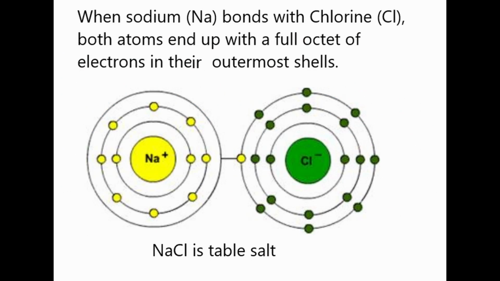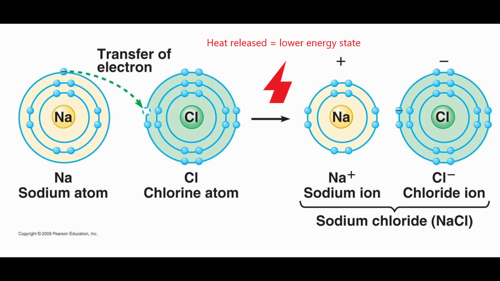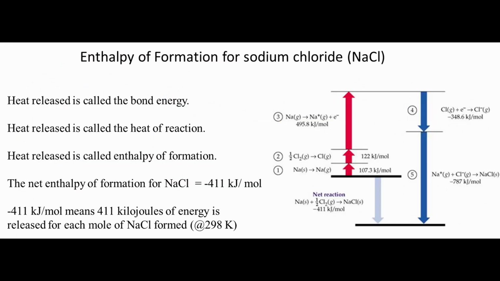Sodium chloride is the perfect ionic bond pairing. One atom wants to lose an electron, and the second atom wants to gain one electron. By pairing, sodium and chlorine each satisfy their own needs to get an octet of valence electrons and be in the lowest energy state. When sodium and chlorine bond, they give off heat energy that is exactly equal to the difference between their original energy and lower energy states that both have achieved. This heat released is the bond energy, also called the heat of reaction or the enthalpy of formation.